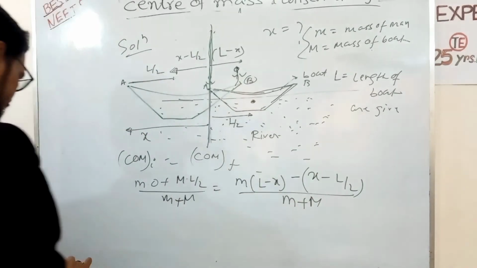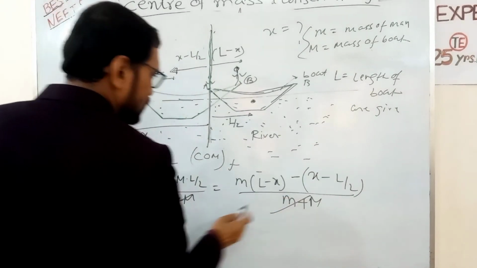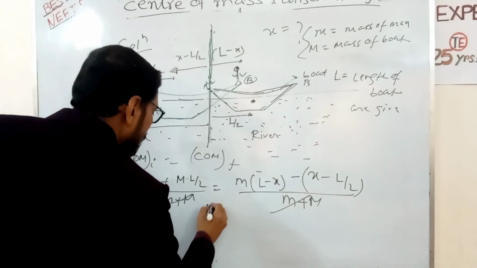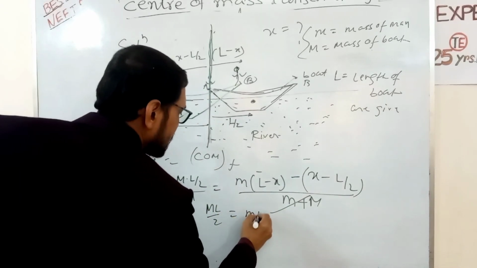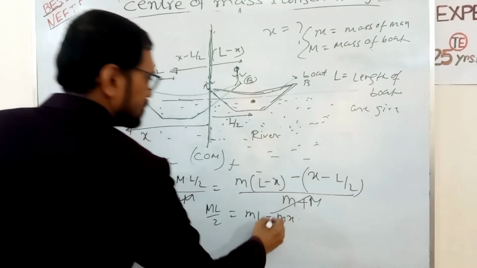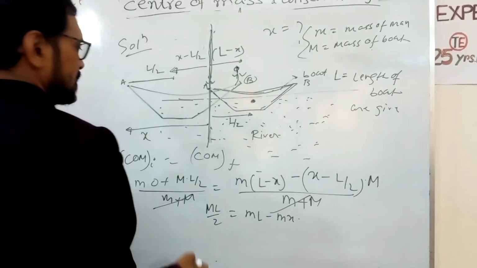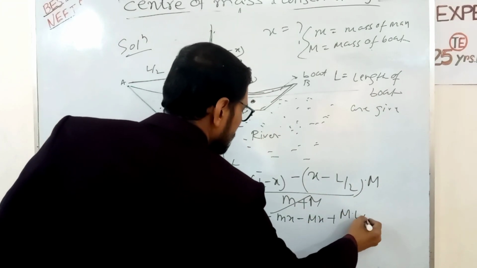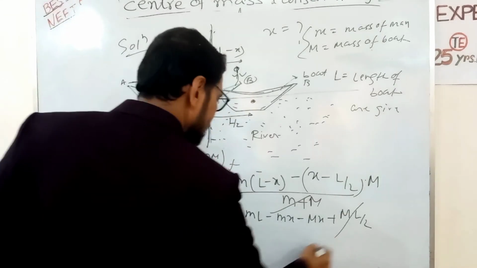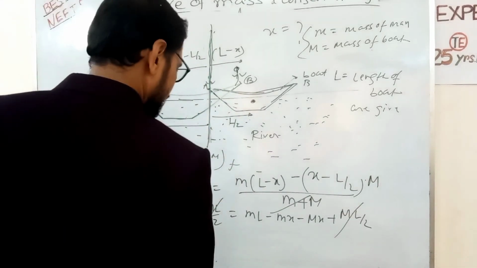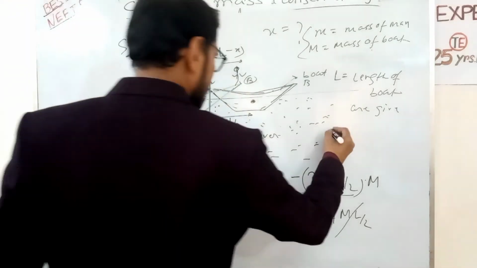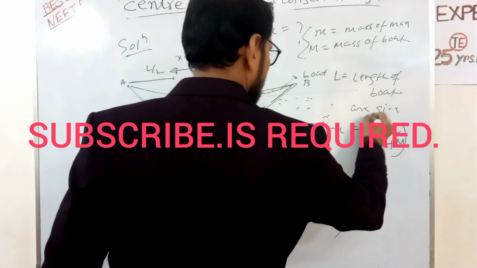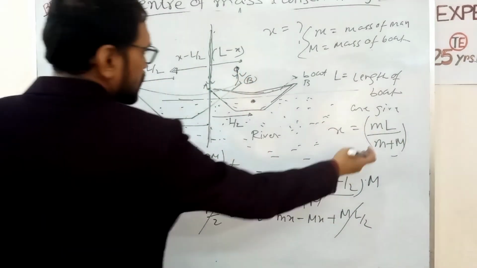Now cancel this and this, and we get the value of x. So M l by 2 equals m l minus m x minus M x plus M into l by 2, this cancels. So from this we get x equal to this. This is the shift of the boat.